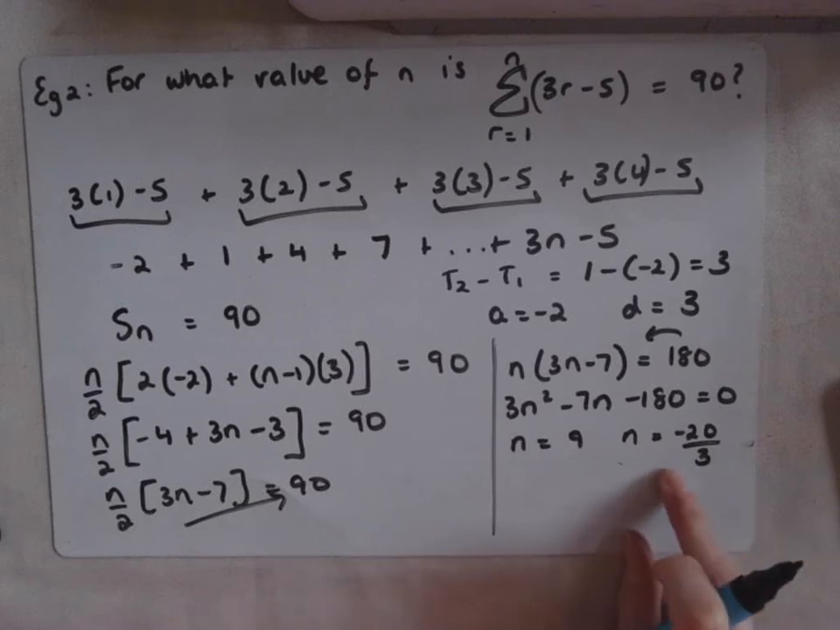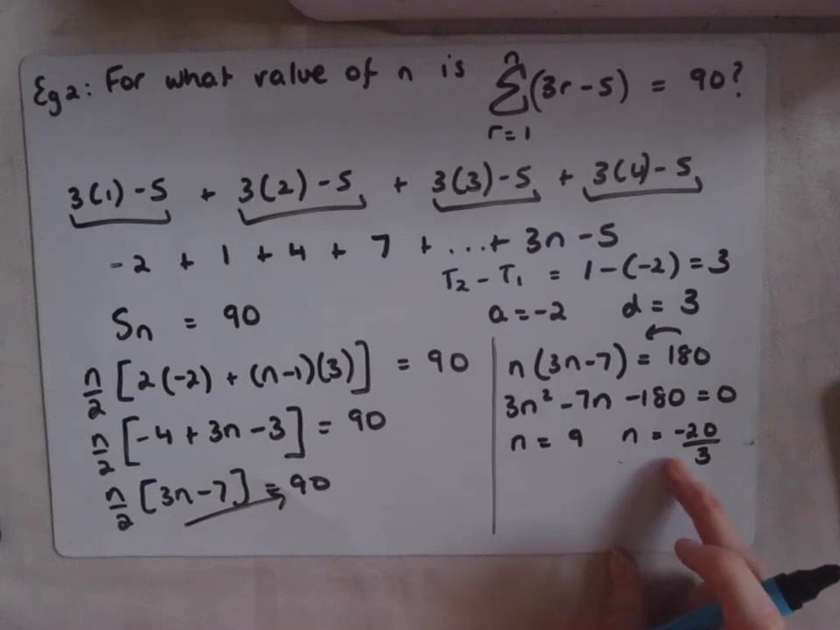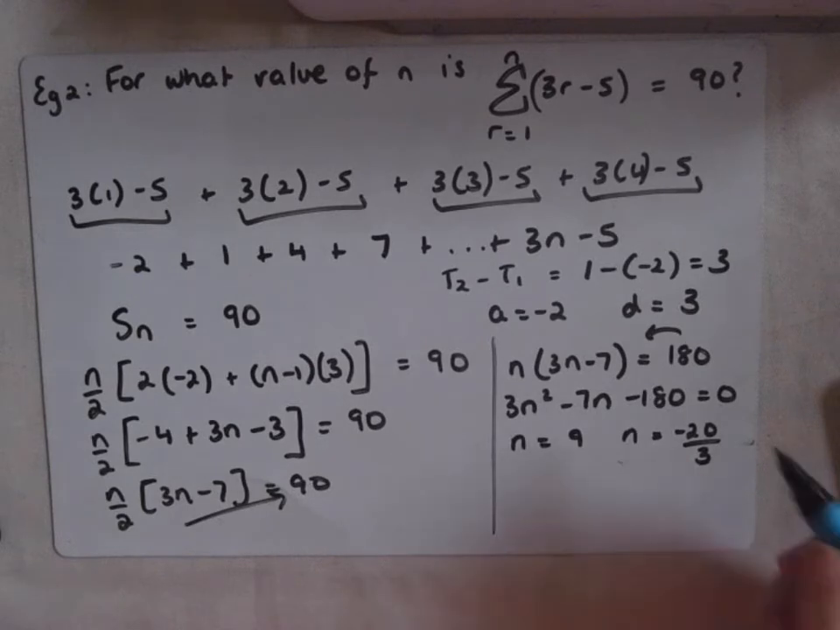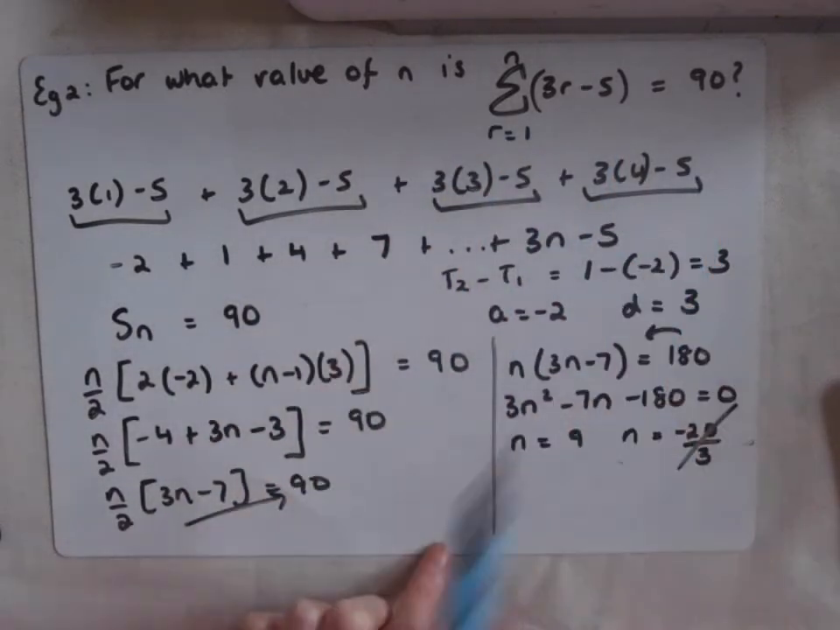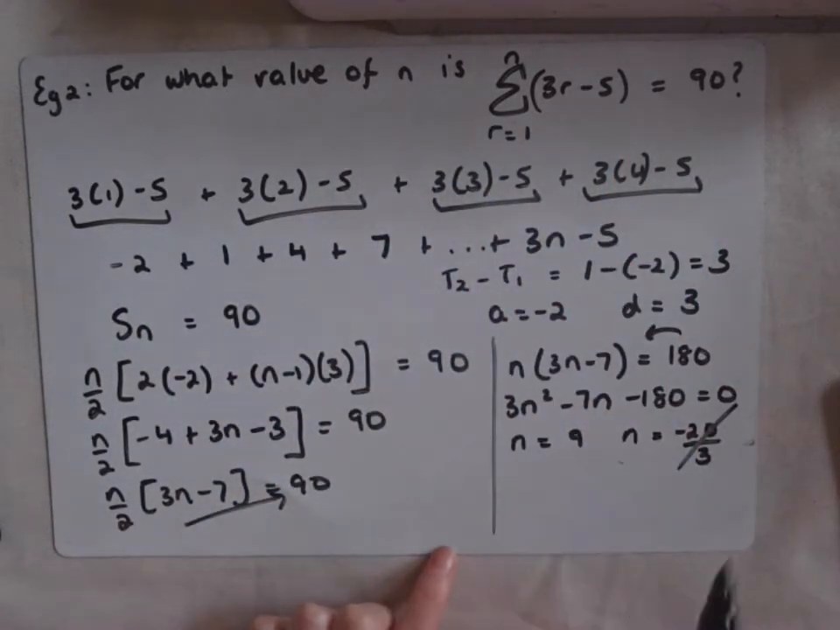Now, that answer is wrong for two reasons. First of all, it can't be a minus. We're not talking about the minus 10th term. Terms have to be positive, and also they have to be natural, so you can't have a rational number. It needs to be a whole number, the 5th term, the 6th term. You can't have anything in between that. So basically, for what value of n is the sum of this equal to 90? Well, when n is 9. If you were to add the first 9 terms, you would get 90. That's what that's telling you there.